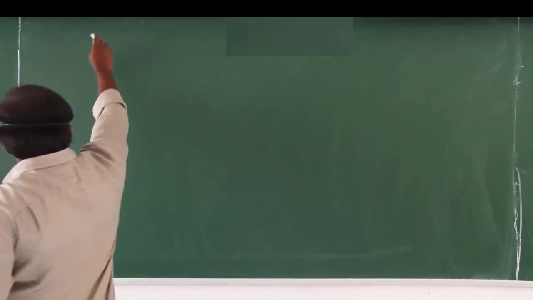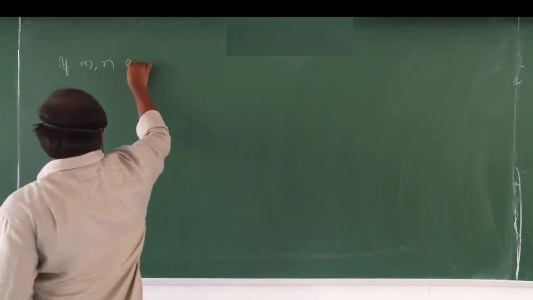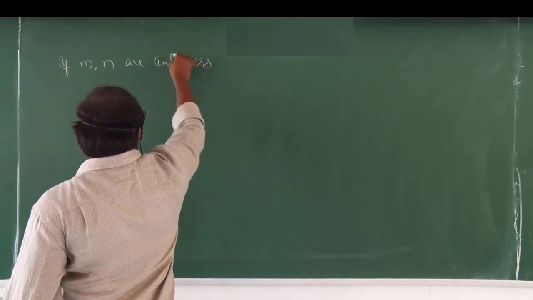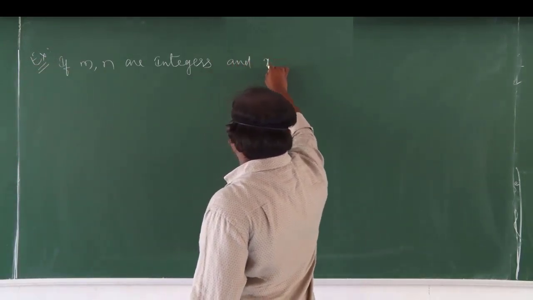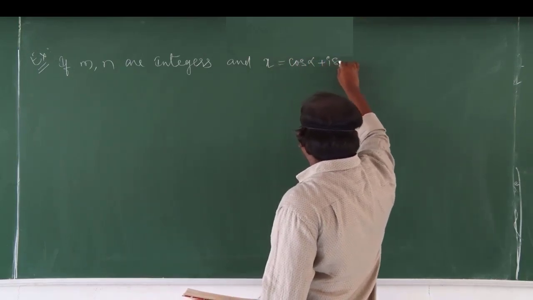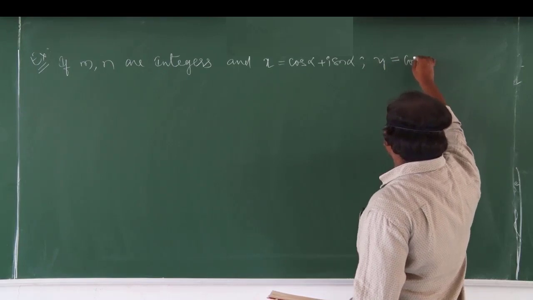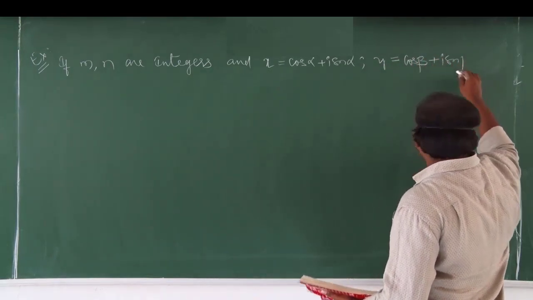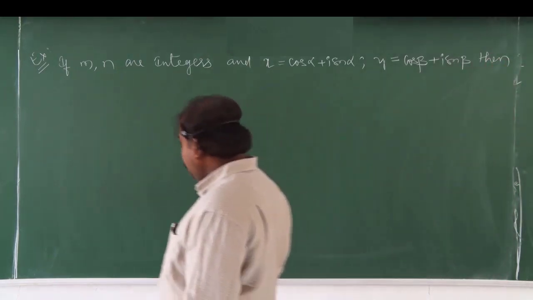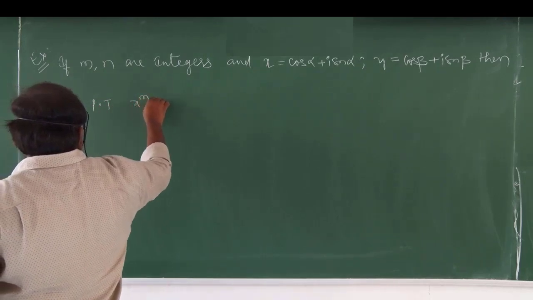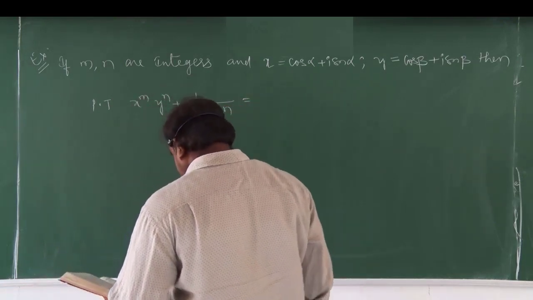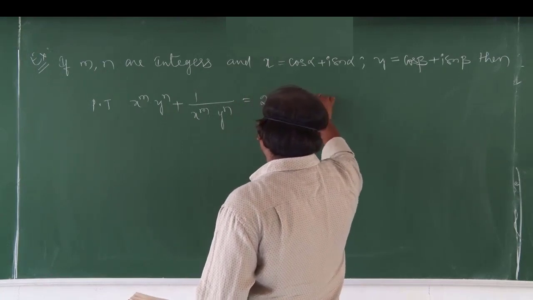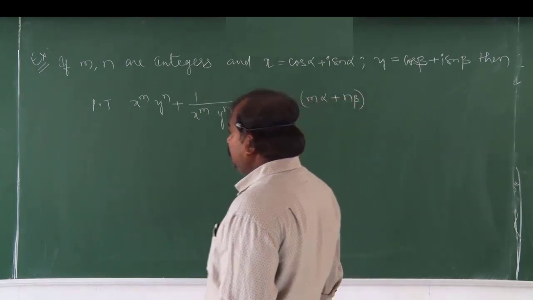Here the example is: if m, n are integers, and x is equal to cos alpha plus i sin alpha, y is equal to cos beta plus i sin beta, then prove that x power m into y power n plus 1 by x power m into y power n is equal to 2 into cos of m alpha plus n beta. This is the first bit they given.